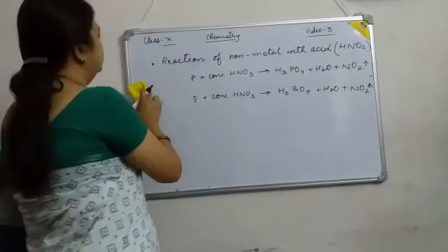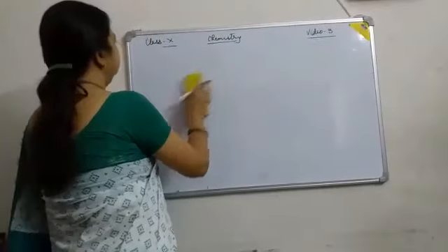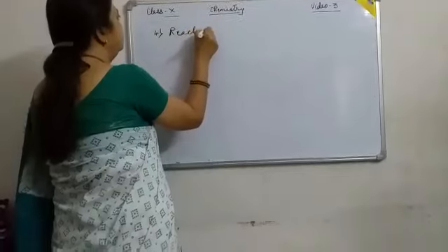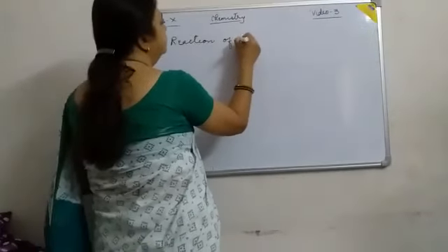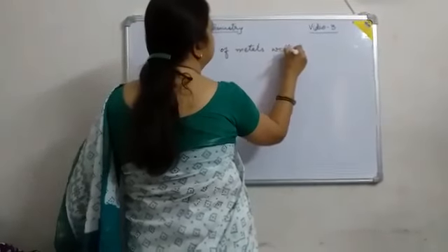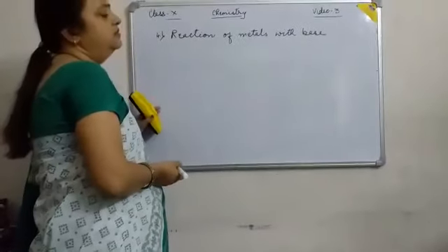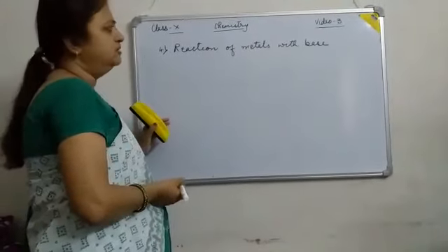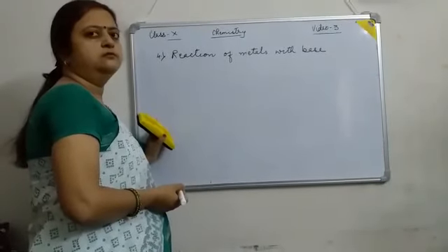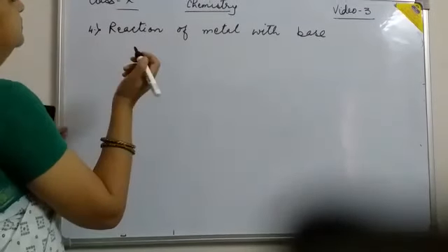Now, reaction of metals and non-metals with base. Our fourth reaction is reaction of metal with base, as non-metals usually do not react with base.